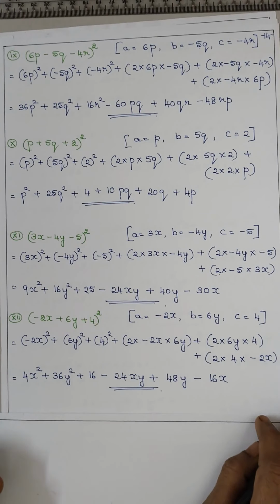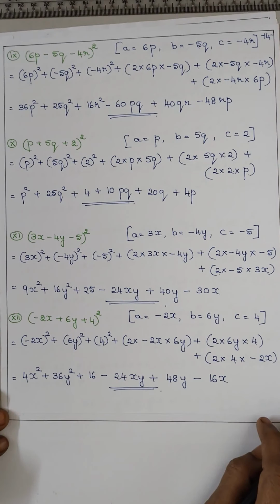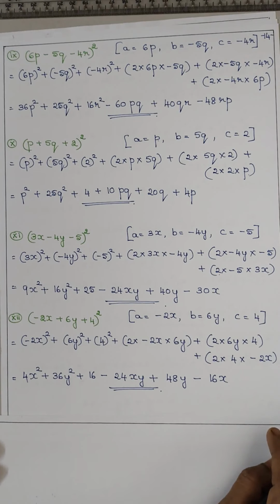So we have completed the worksheet 4, that is the identity 4. A lengthy identity but comparatively easy, I feel. Hope all students understood this.